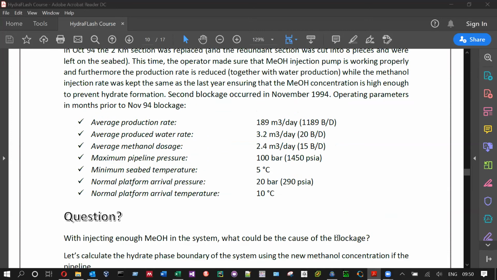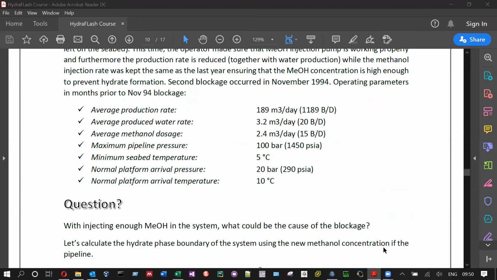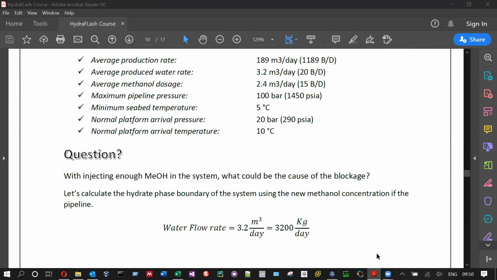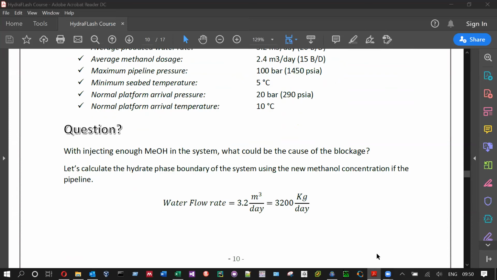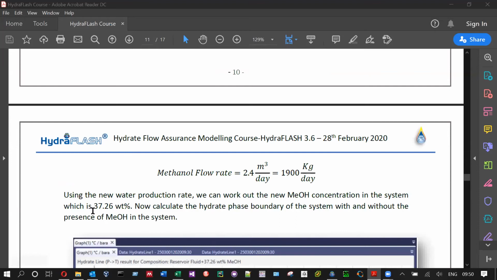So what we did is that they replaced the pipeline, they reduced the production rate, they kept the methanol dosage rate constant, so that should increase the methanol concentration in the system. So why did that blockage happen again? Let's calculate the hydrate phase boundary for this system again, and check the hydrate phase boundaries. The water flow rate is 3.2 now, which is 3,200 kilograms per day, and the methanol is the same as before. That gives us a new methanol concentration of 37.26 weight%.